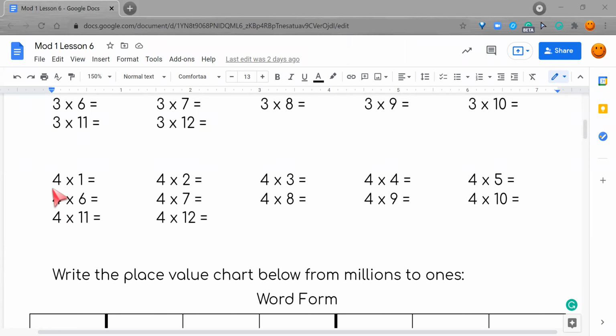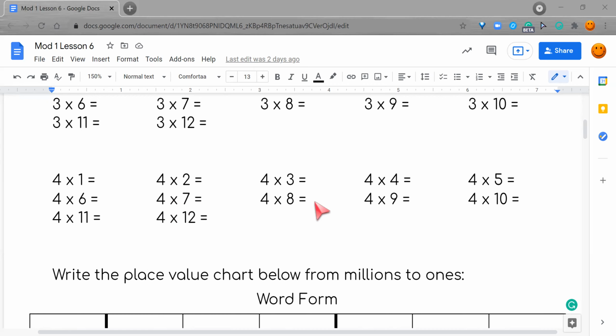And I'm going to do this one with you. Are you guys ready? 4 times 1 is 4. 4 times 2 is 8. Good job. 4 times 3 is 12. 4 times 4 is 16. 4 times 5 is 20. 4 times 6 is 24. 4 times 7 is 28. Great job, you guys. Keep it up.